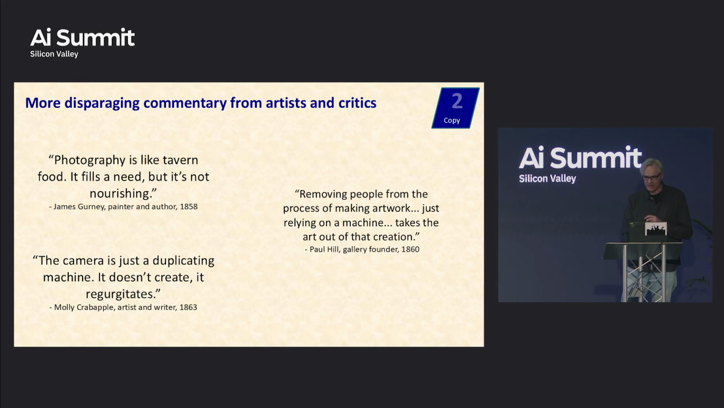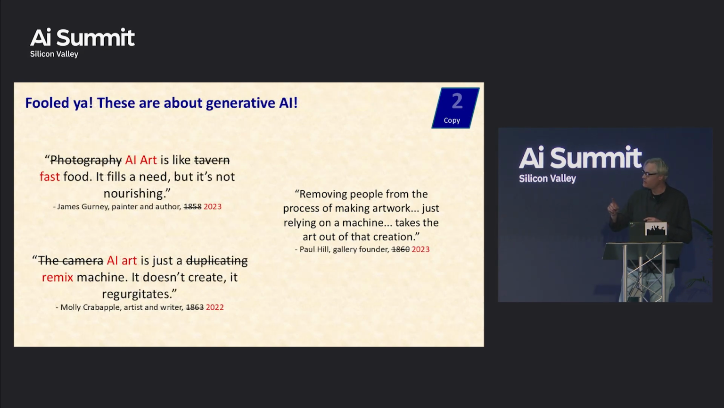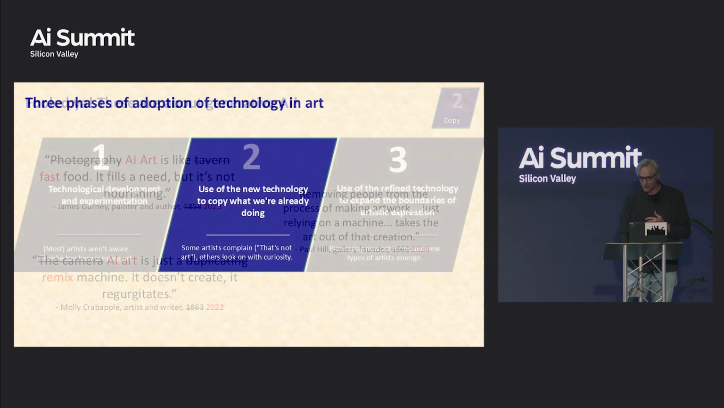But the interesting thing about these quotes is that they're not actually from the mid-1800s. They're from 2 to 3 years ago. Fooled you? Okay. And they're not about photography. They're about AI art. I did take a couple of liberties here. Like I had to change fast food to tavern food, but you get the point. Sentiment is still the same. With the second one on the right, I didn't have to change a single word, right? It's the same sentiment. So what you're seeing here over a separation of nearly 2 centuries between photography and generative AI is basically the same story.